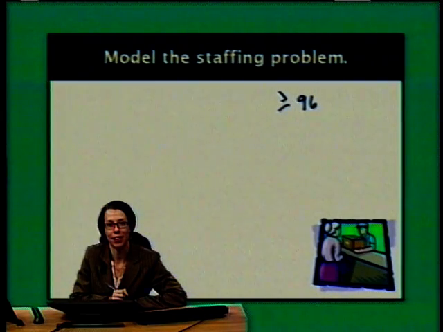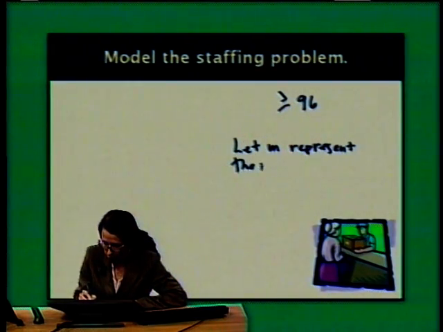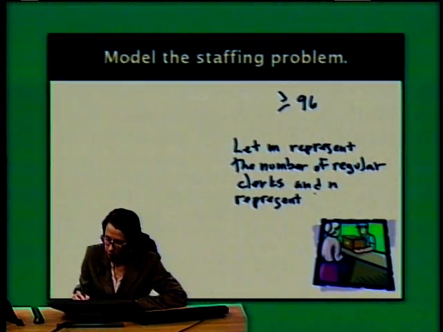Now let's think about what the unknowns are here. The unknowns are the number of each type of clerk that's needed. So I'm going to let M represent the number of regular clerks and N represent the number of special services clerks.